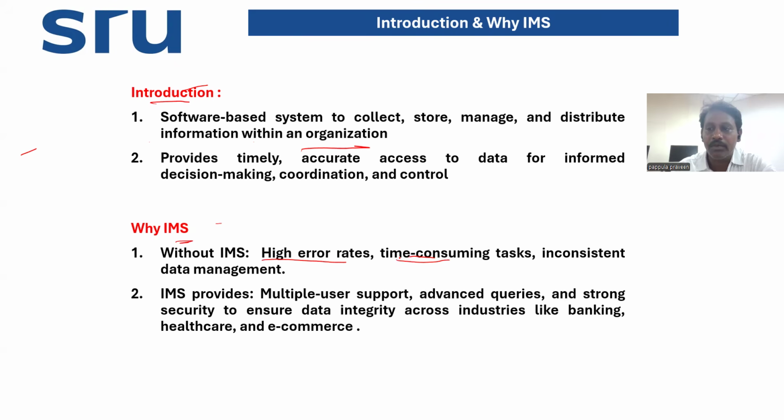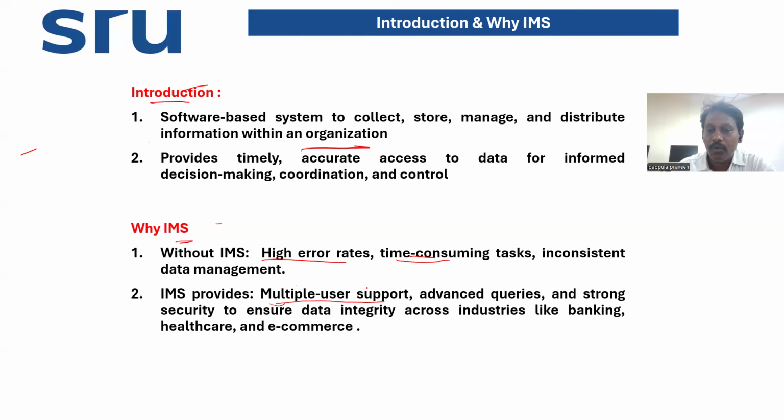Without DBMS, earlier we had a file system. The file system has inconsistent data management. If you want to change something in one file, it is not reflected in the other files. That is called inconsistent data management. And IMS, information management, provides multiple user support. Actually, this is the main objective of DBMS.